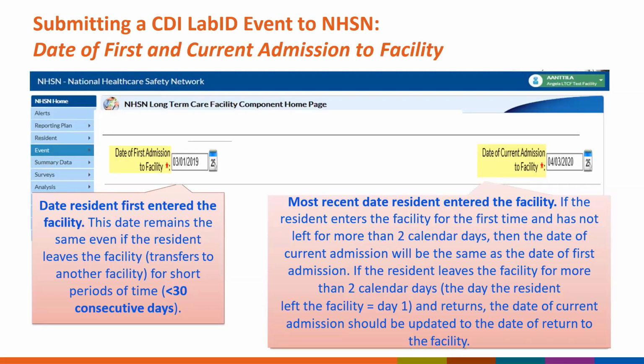Next, you will need to enter the date of first admission to the facility. Please note, if the resident leaves the facility and is away for 30 or more consecutive days, the date of first admission should be updated to reflect the date of return. In order to enter the date of first admission, you will need to use the drop-down calendar. The date of current admission to the facility, you must remember, cannot occur before the date of event.